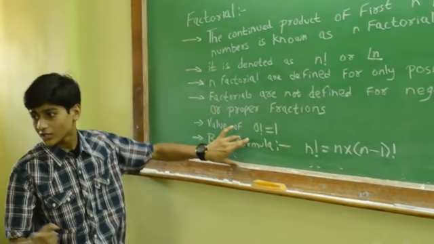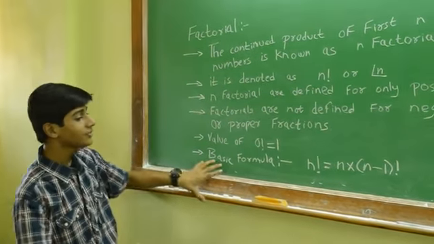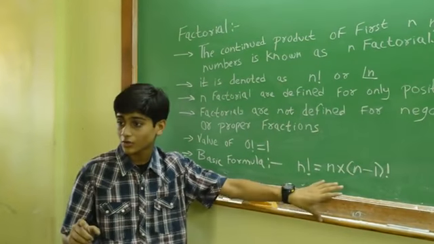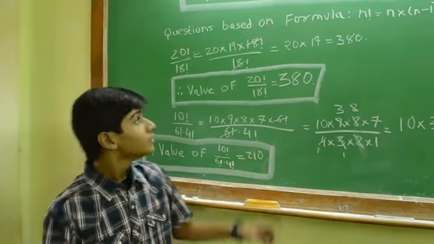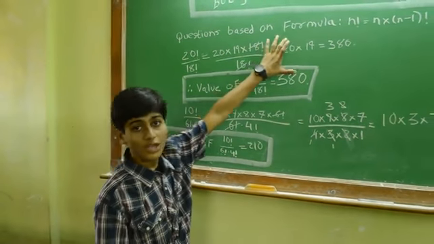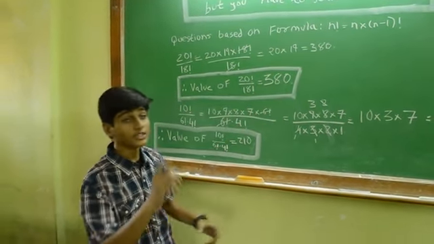The value of 0 factorial is just defined as one. Basic formula for n factorial: n factorial equals n into n minus 1 factorial. So now, questions based upon the formula n factorial equals n into n minus 1 factorial.